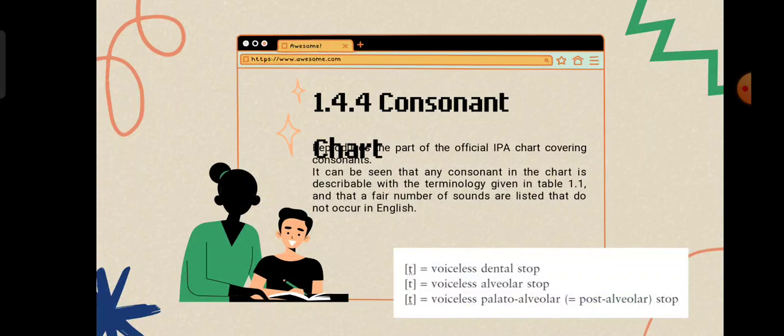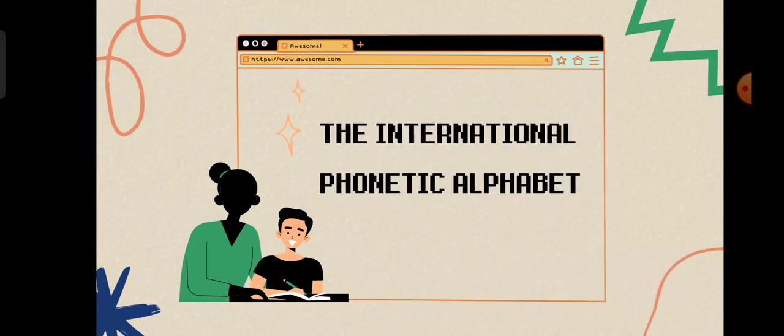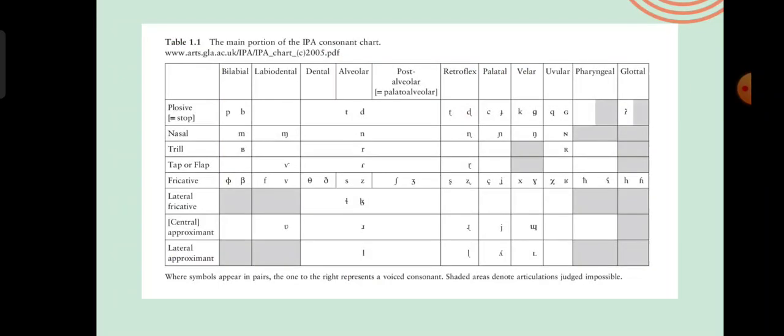Next we have the consonant chart. This is the International Phonetic Alphabet, or IPA, chart of consonants. It can be seen that any consonant in the chart is describable with the terminology given in the next table, or next slides. A fair number of symbols listed do not occur in English. Next we have the International Phonetic Alphabet. We have pulmonic consonants. This is the main portion of the IPA consonant chart.